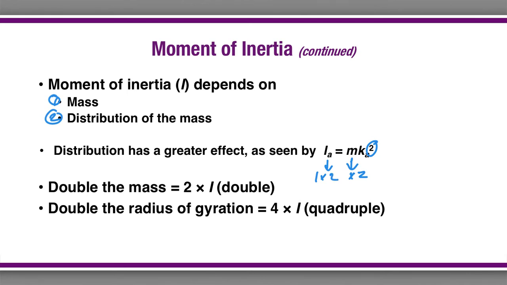However, if you take the radius of gyration, or the distribution of that mass, and multiply it by 2, then you are going to get I quadrupled. So if you took k times 2, that's going to render a larger effect on the object's moment of inertia. Conceptually, we can know that the distribution of an object's mass is much more impactful on the object's moment of inertia.